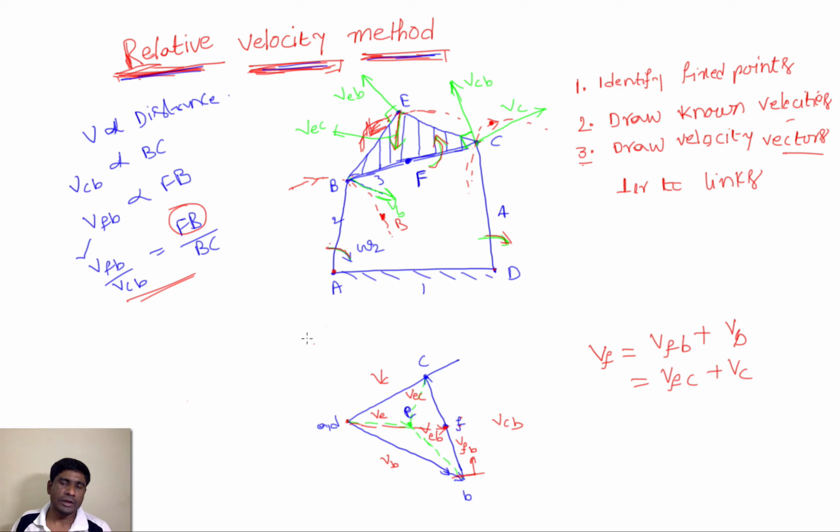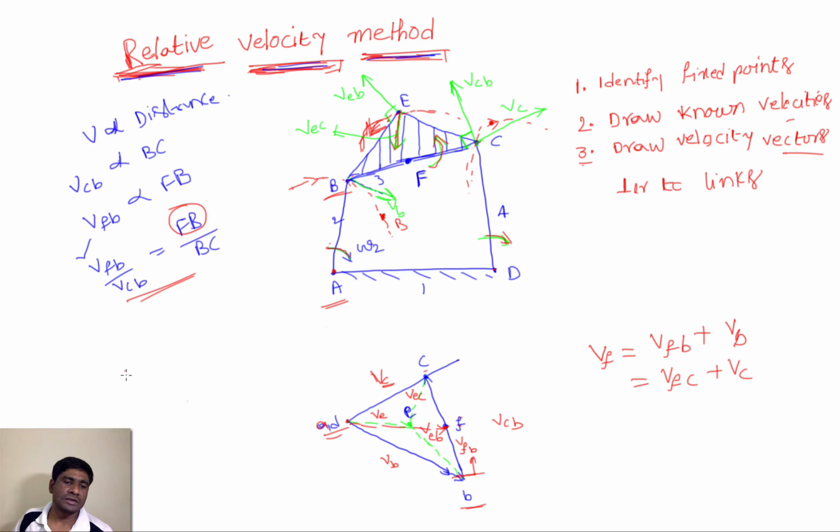Before moving on to the slider crank mechanism, I would like to mention a few important points. In the configuration diagram, all symbols are in capital letters, but in the velocity diagram, the corresponding symbols we have written in small letters. And whenever I am writing velocities, even the suffixes are in small letters.